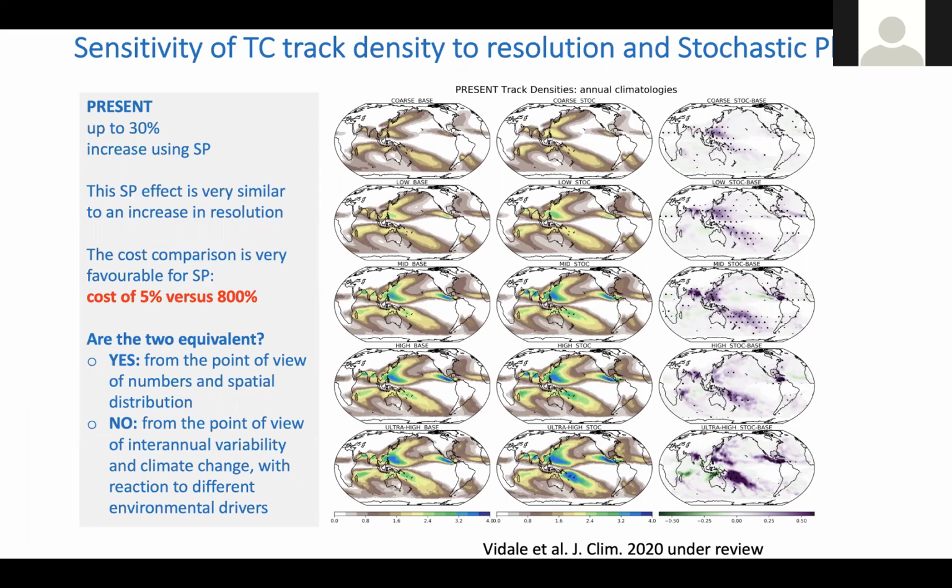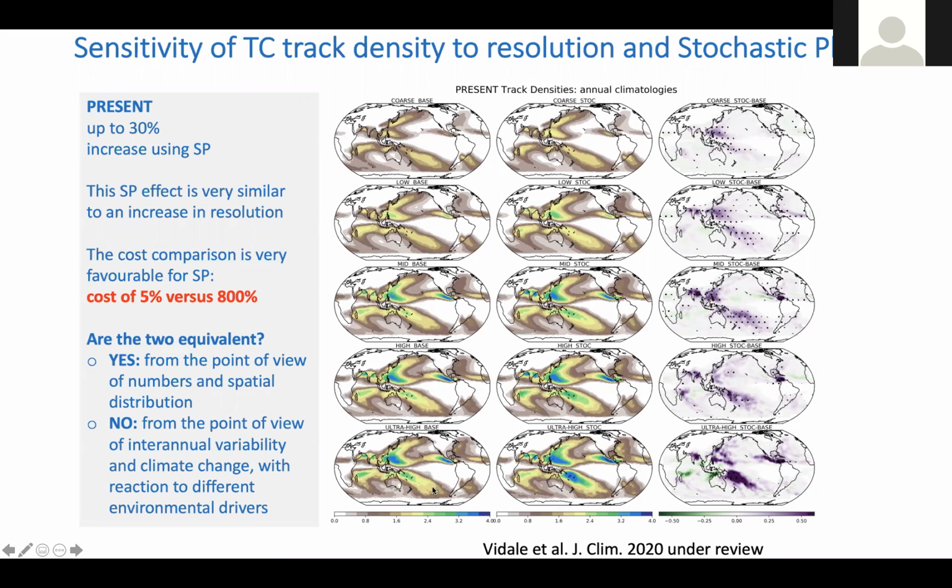Another aspect of Primavera was looking at the equivalence between stochastic physics and resolution, with the idea that perhaps stochastic physics, because it tries to represent the subgrid variability and the missing processes that are in this subgrid space, can be seen as a surrogate for resolution, despite costing a very, very small amount numerically compared to increasing the resolution. And what I did here is looking at EC-Earth, I compared 5 different resolutions.